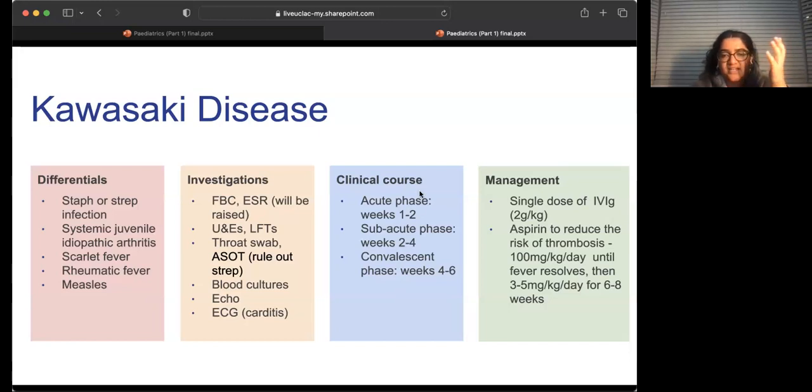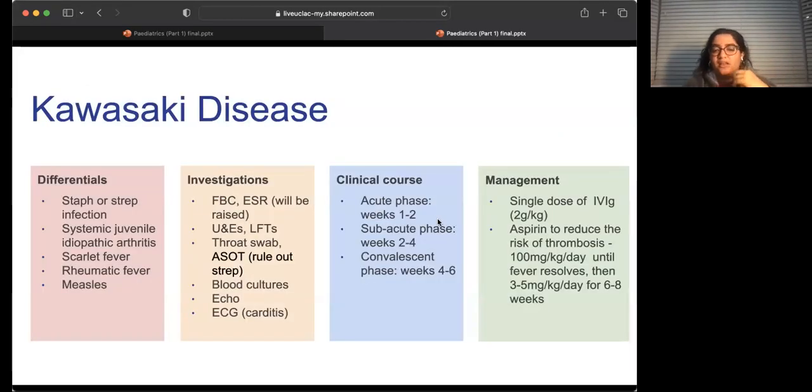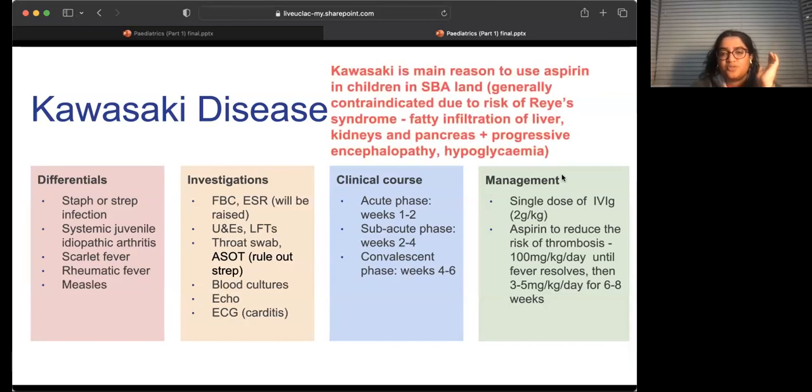And then Kawasaki's has 3 stages, so it's seen here. I didn't learn them properly, and I don't think you need to necessarily, but what you do need to know is that it's managed with aspirin, and that's really rare. It's the only pediatric condition that's managed with aspirin, because aspirin is associated with Reye's disease, which is this. I don't think they'll ever ask you what Reye's disease is, but if they did, now you know. And it's also managed with IVIG.